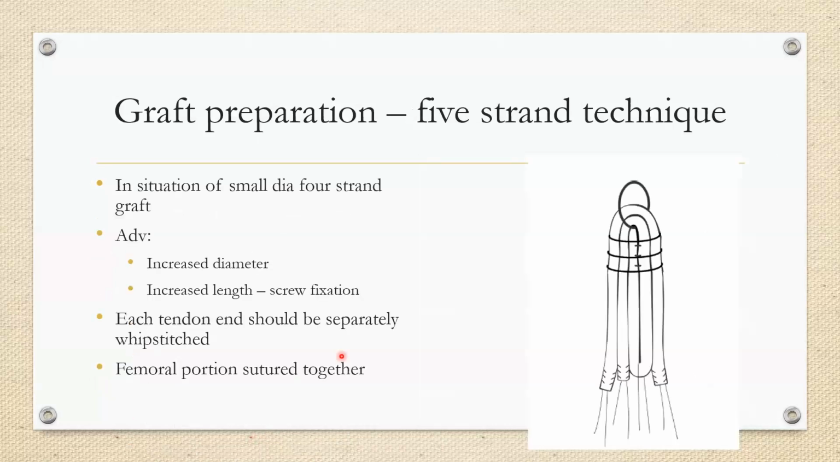The 5-strand technique, as we discussed before, is used in case of a small diameter 4-strand graft. It is a triple graft with an overlaying gracilis graft. The main advantage is that it maintains the length and increases the diameter, and the increased length allows for hybrid screw fixation. Each end of each tendon should be stitched in separately, and the femoral portion should be sutured together.